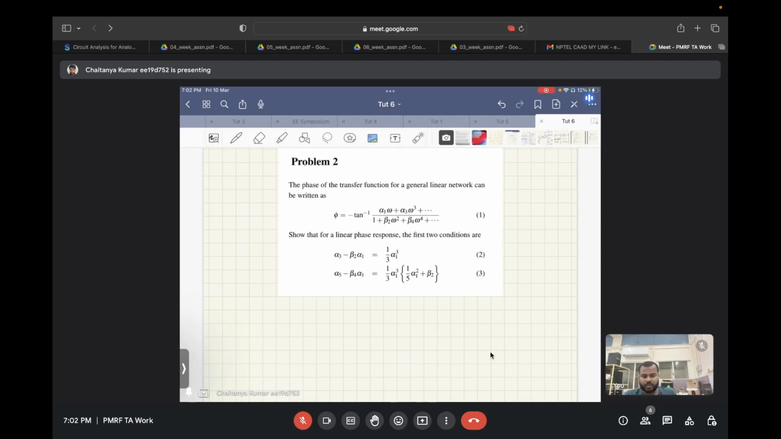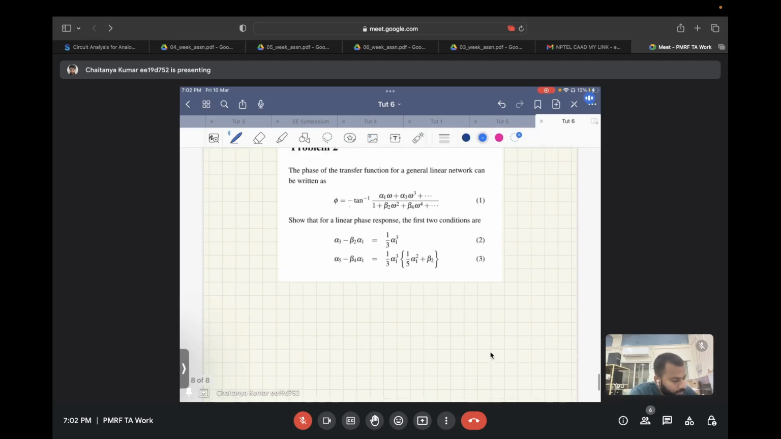From that you will keep on getting these relations. So the first two relations will come out to be this. When you expand it, right? So first we need to bring this term out. No, no, take the derivative of this complete function.